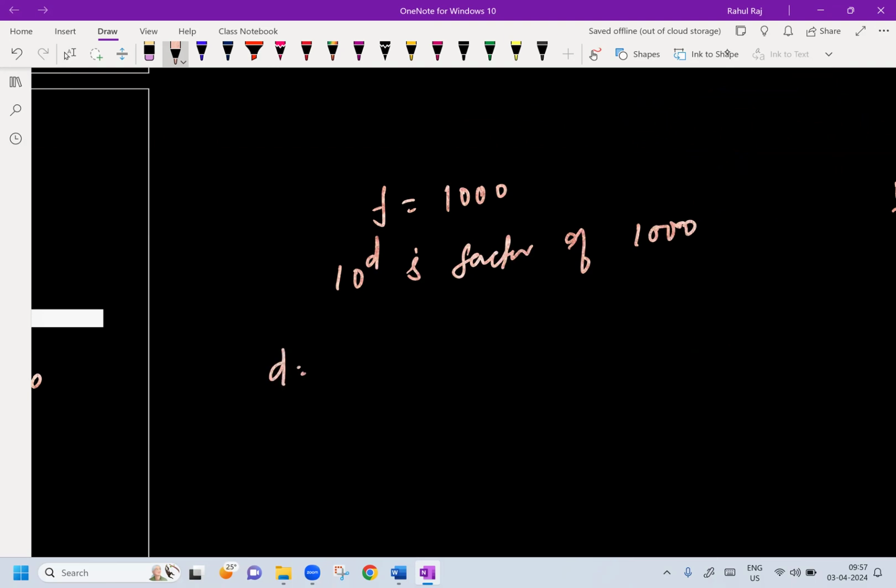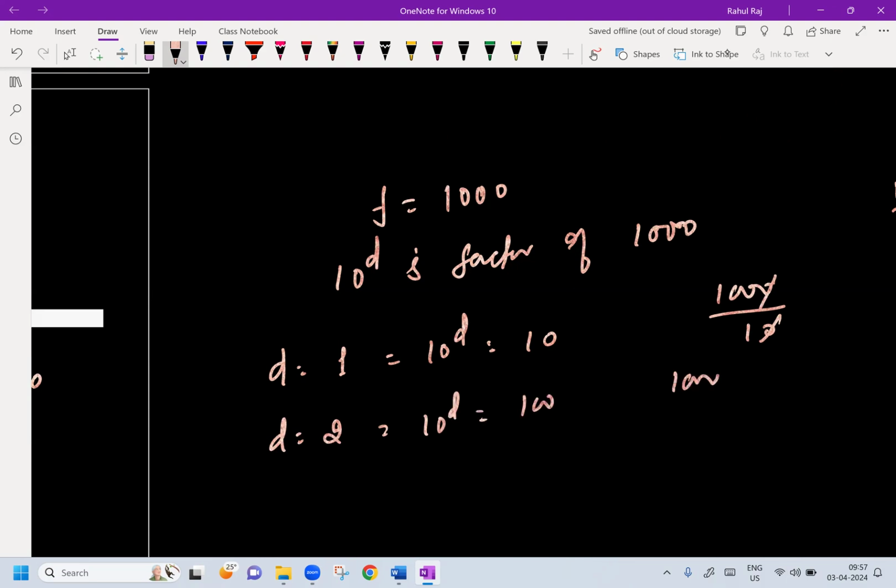Imagine if I take d equal to 1, 10 to the power d becomes 10. Is 10 a factor of 1000? Yes, so d can be 1. Imagine if I take d equal to 2, 10 to the power d becomes 100. Is 100 a factor of 1000? Yes. Imagine I take d equal to 3, 10 to the power d becomes 1000. Is 1000 a factor of 1000? Yes. So d can be 1, 2, 3.